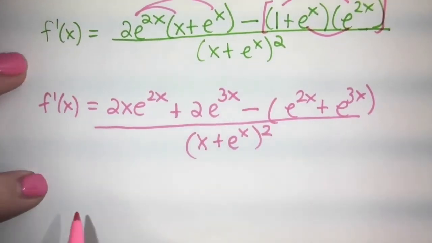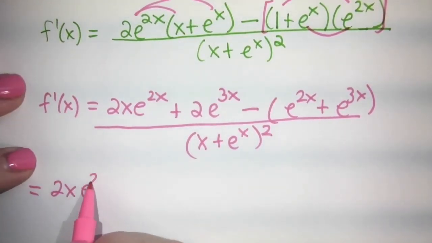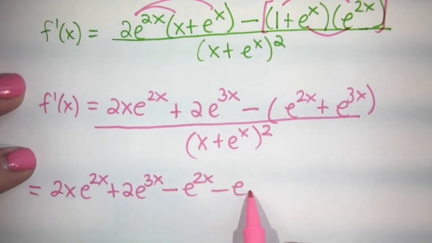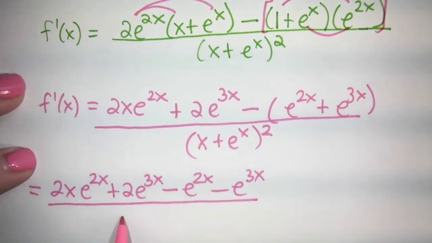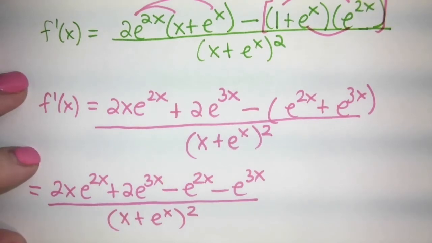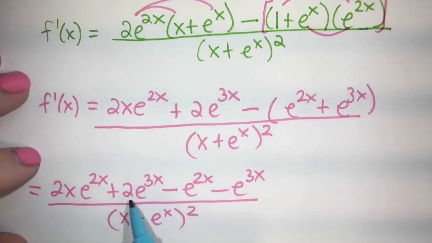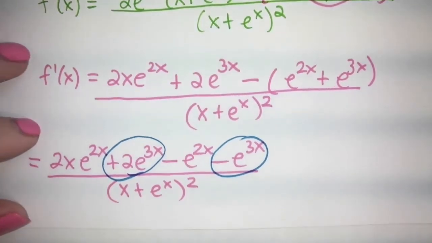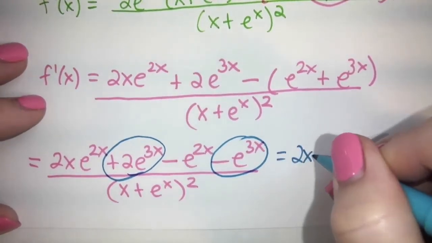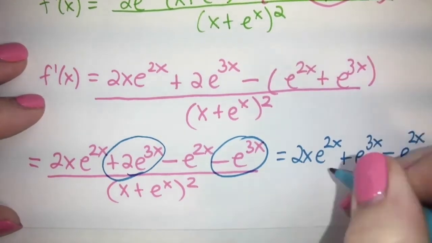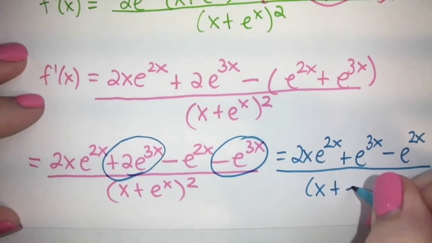So here we've got 2x e to the 2x plus 2e to the 3x minus e to the 2x minus e to the 3x, all over x plus e to the x squared. So I guess the only like terms that we have here, we have the 2e to the 3x, and we have minus e to the 3x. And the rest of them are not like terms. So here we have 2x e to the 2x plus e to the 3x minus e to the 2x, all over x plus e to the x squared.